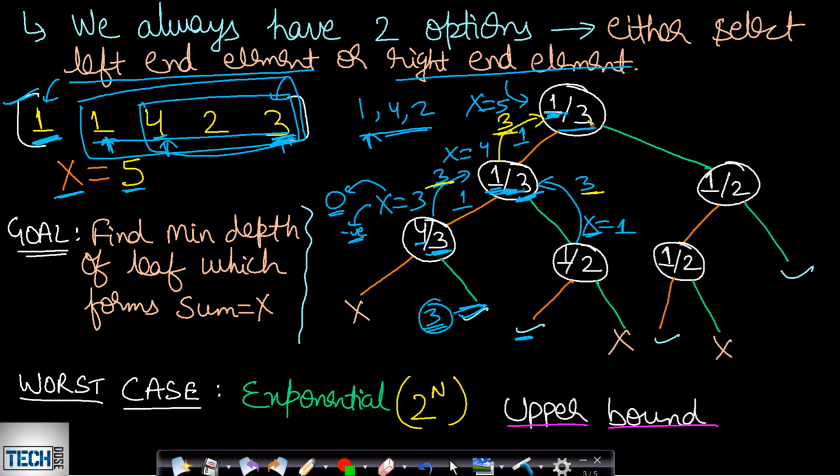Okay. Now we had tried first by selecting this left end element. Now we will be selecting the right end element 3. So when we select 3, then initially our x value was equal to 5 here, and now since we select this 3, here the x value will be equal to 2. Okay. Now when we select this 3, our array will be 1, 1, 4, 2. Left pointer is at 1, right pointer is at 2. These are the two ends. Now we have two options, either to select 1 or 2.